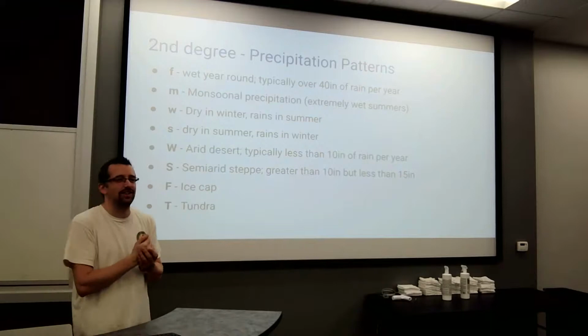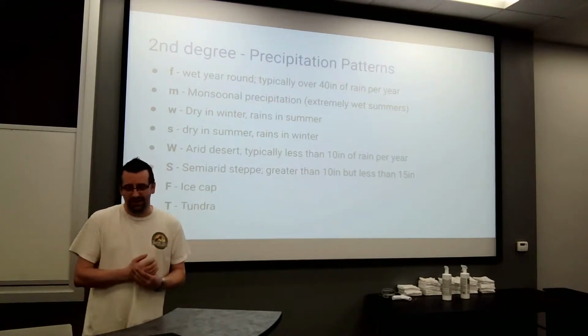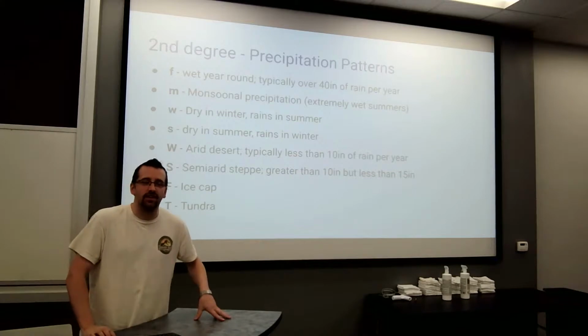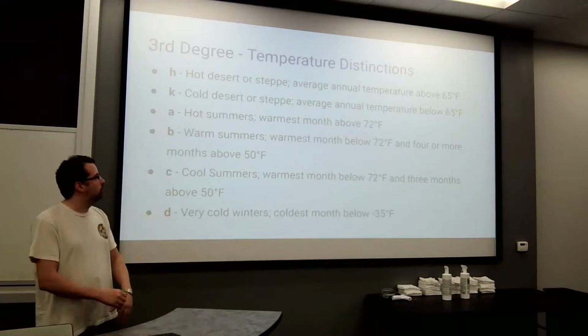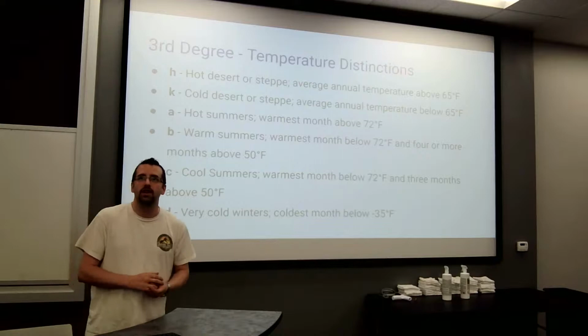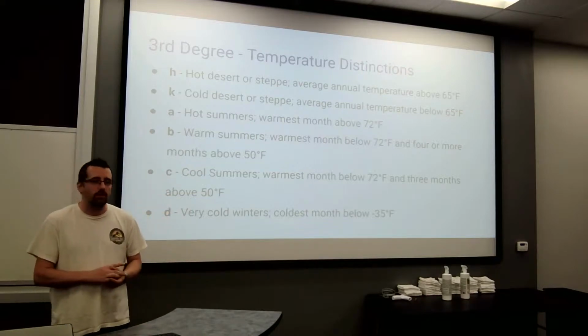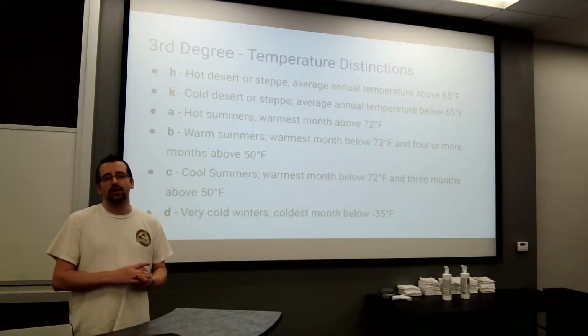And the last classification is Big T, the tundra. You get places like this in northern Canada and Alaska. And then your third degree, which is your temperature distinctions. So you start off with lowercase h, which is hot desert or steppe with an average annual temperature of 65 degrees.